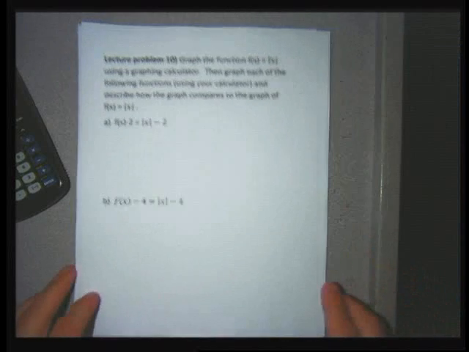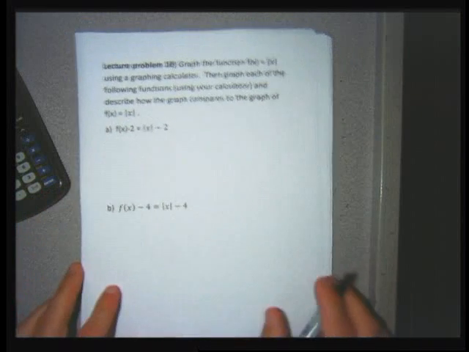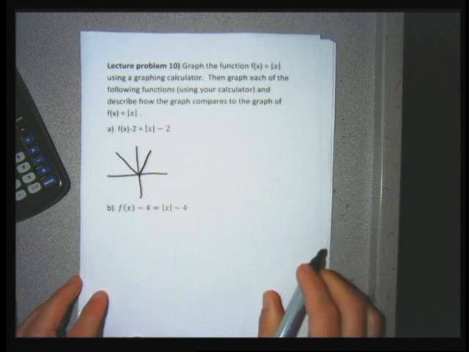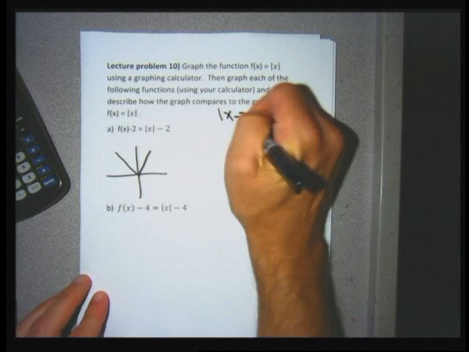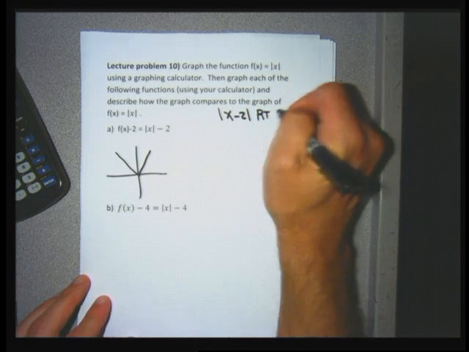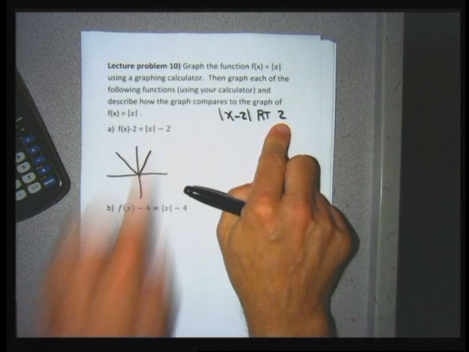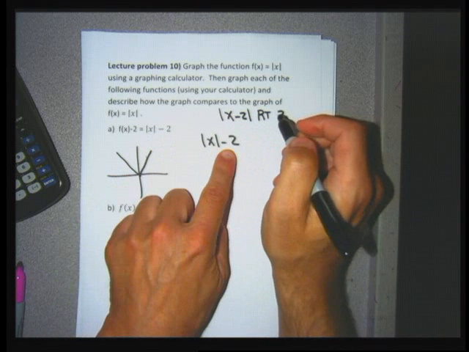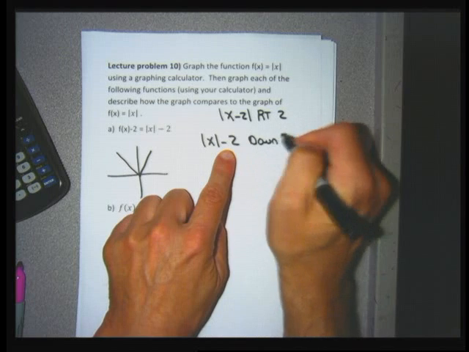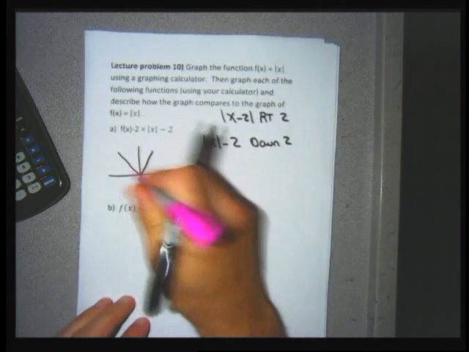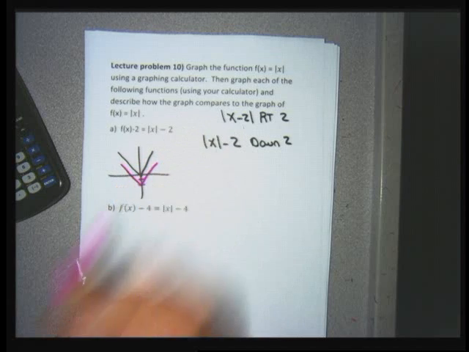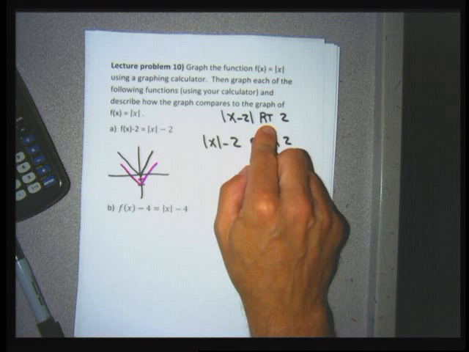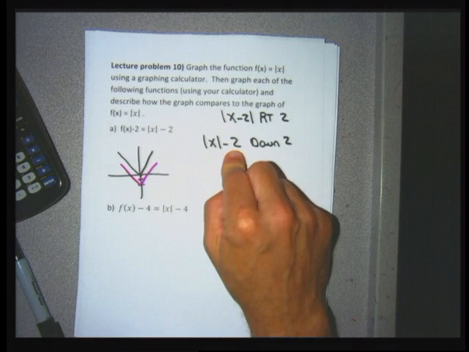So again, problem 10 wants me to compare the absolute value of x graph to some other graphs. The absolute value of x is that nice V that has its point at the origin. This graph, the absolute value of x minus 2, would be the same as the absolute value of x but right 2. This graph, the absolute value of x, minus 2, you notice the minus isn't under the absolute value. This is going to produce the exact same graph, except instead of being moved to the right, it's going to be moved down. So minuses in parentheses or under an absolute value move it right. Minuses after the absolute value are going to move the function down.